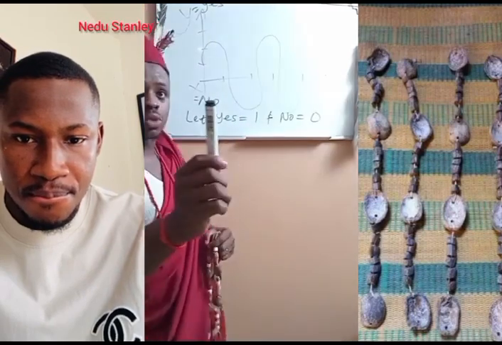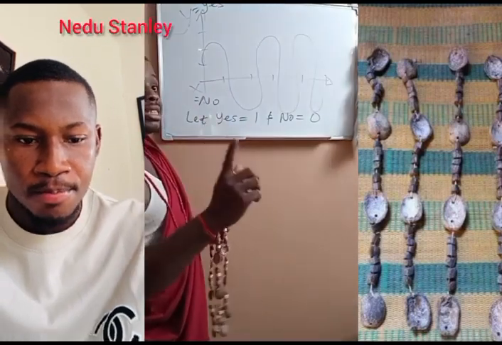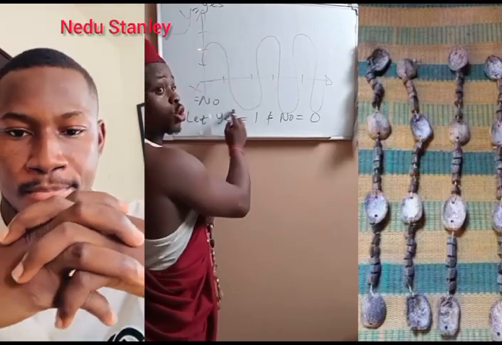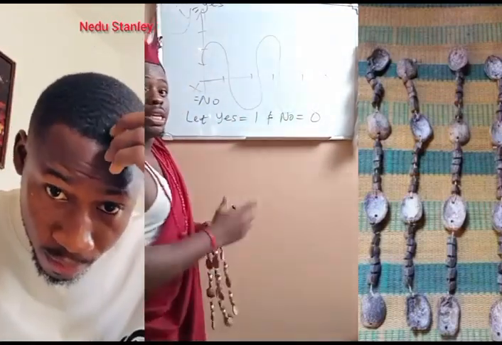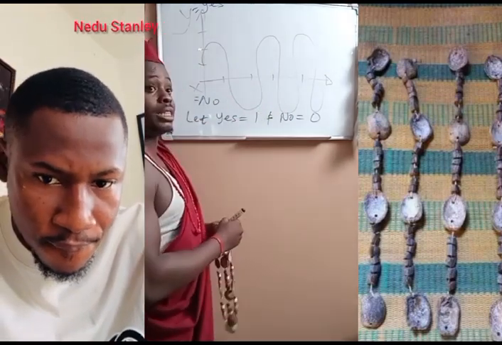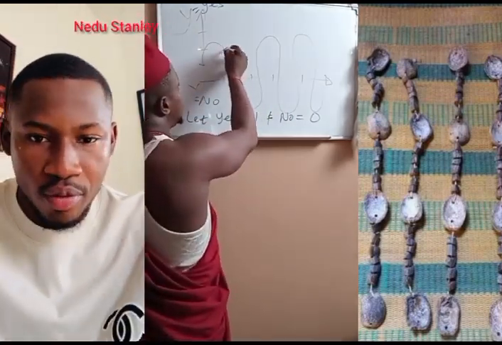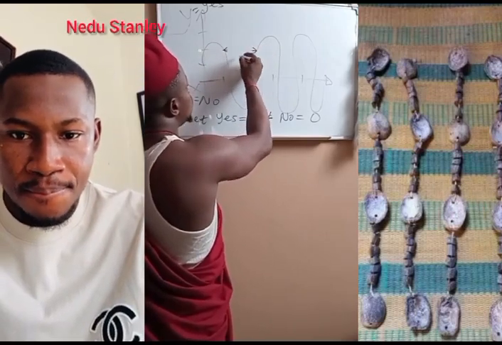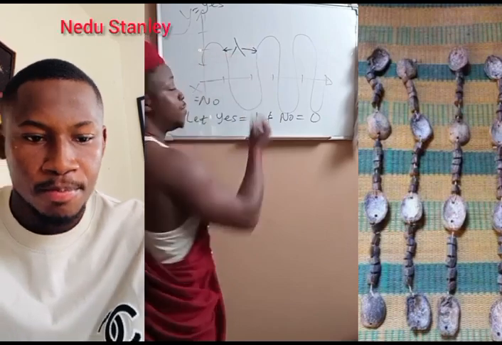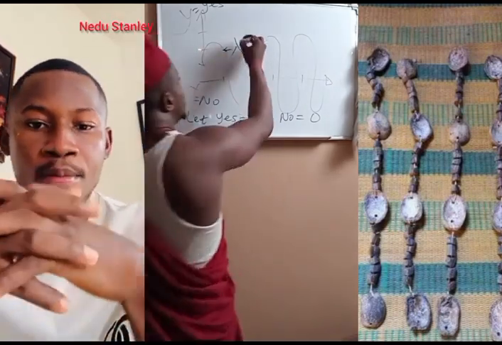Remember, in physics, we said a wavelength is the distance between two successive crests or troughs, right? The distance between two crests or two troughs is the wavelength. So in physics, the distance from here to here is what we call what? Lambda. Lambda is the symbol for wavelength, right? This is wavelength.